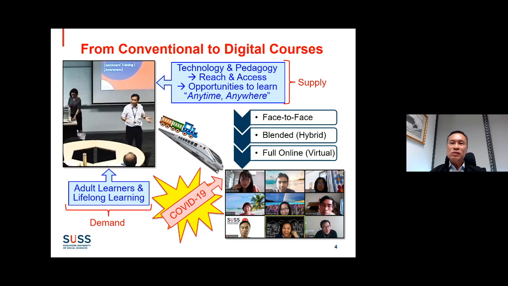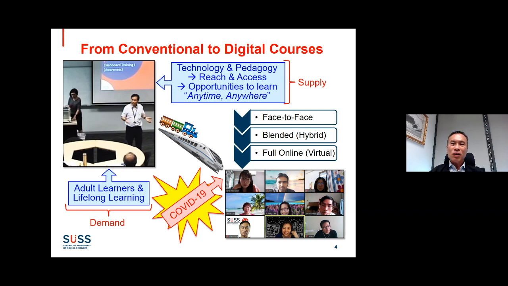Now you notice that for centuries, the teaching and learning space is a physical space. Teachers and students come together in a physical class. Teachers teach, students learn, and that's the way it has been for centuries.